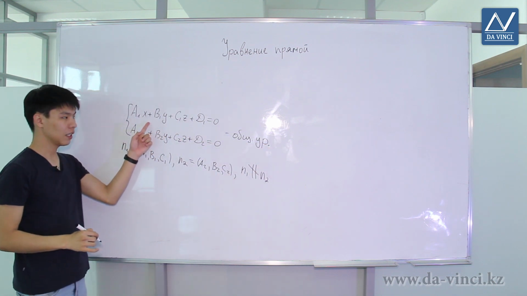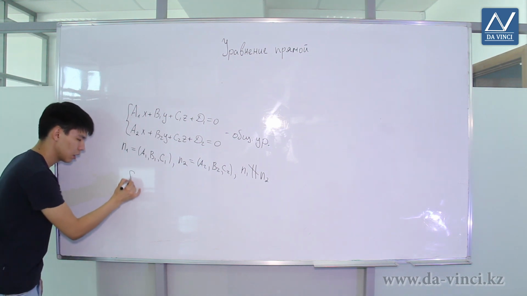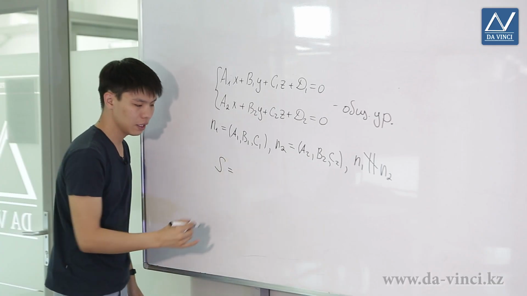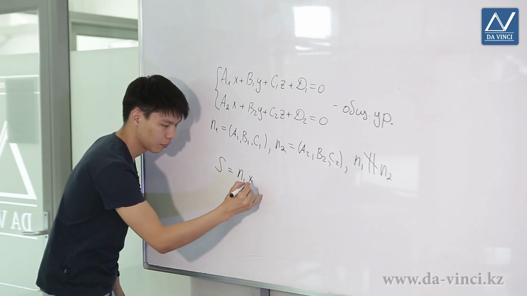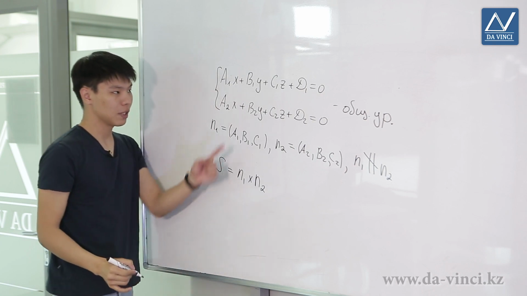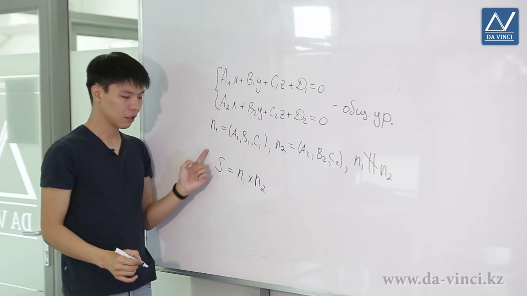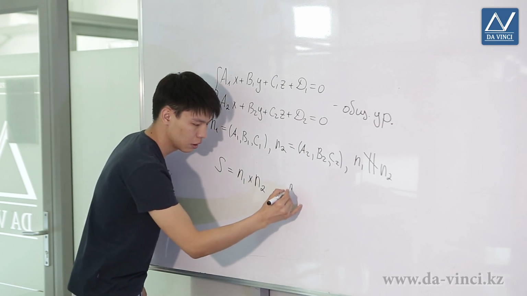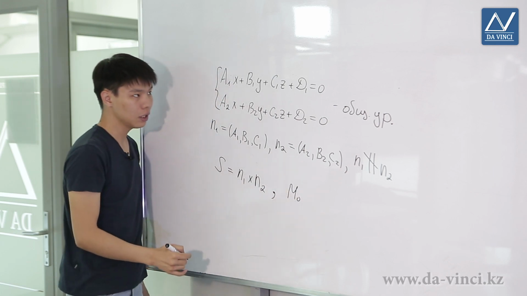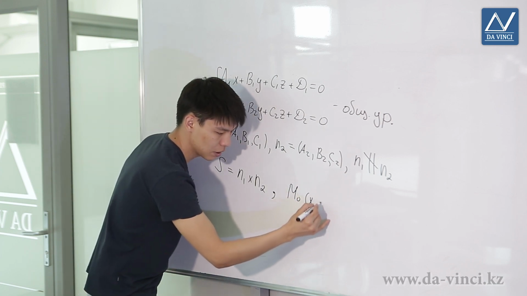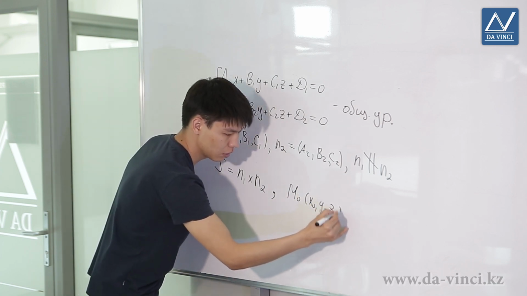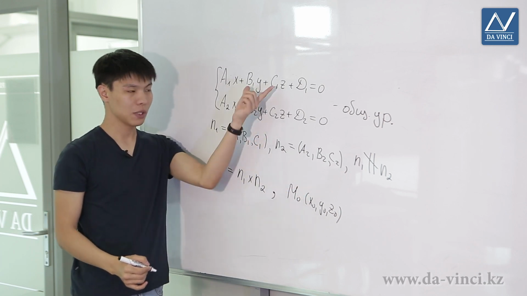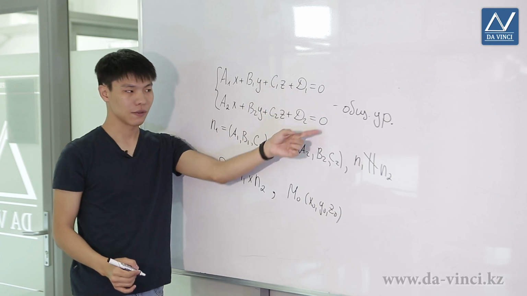Then we can calculate the direction vector of this line, S, as the vector product of vectors n1 and n2. Thus, if we have 2 planes, then we can calculate a directing line. And we need some point. We need to take some point M0 with coordinates x0, y0, z0. We choose this point as a solution to this system. Any solution being substituted into this system gives us the correct equation.